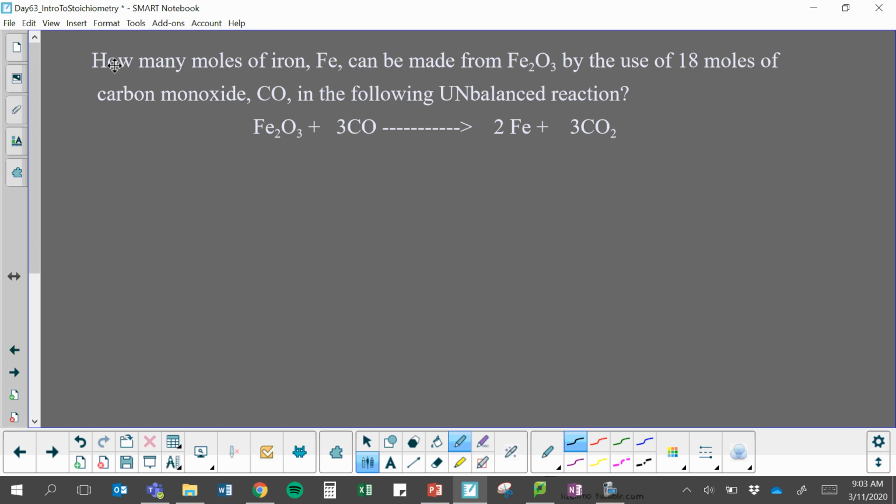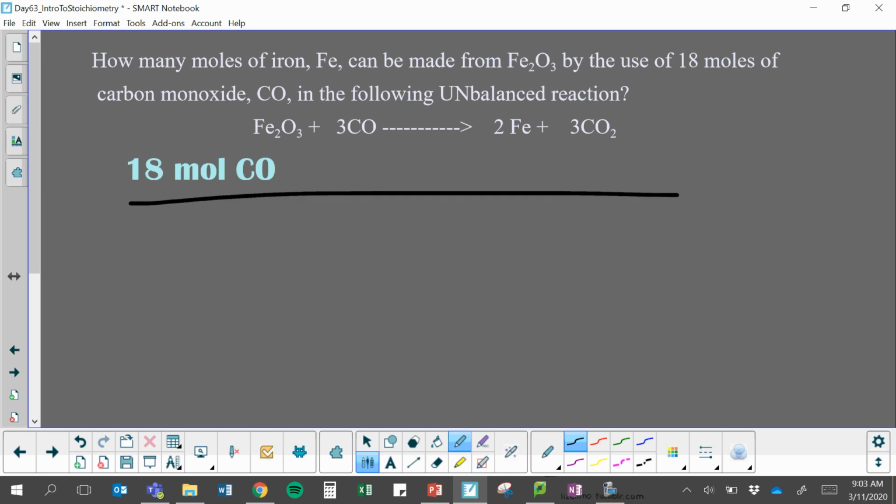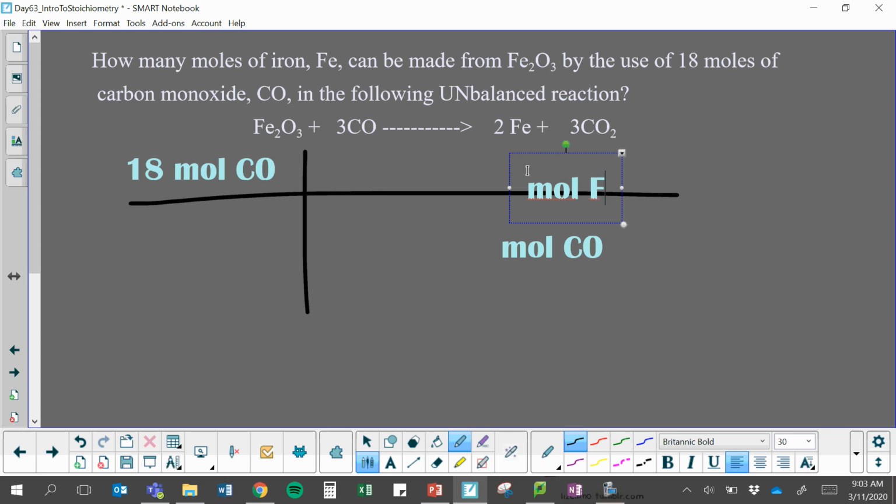Okay, so this question's wanting how many moles of iron can be made from iron oxide by the use of 18 moles of carbon monoxide in the following unbalanced equation. So we're starting with 18 moles of carbon monoxide. We want that to cancel, so we'll put moles of carbon monoxide. And we're wanting how many moles of iron. So we'll put that up here.